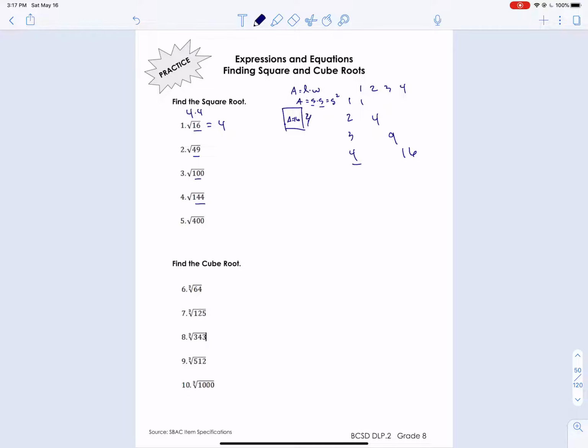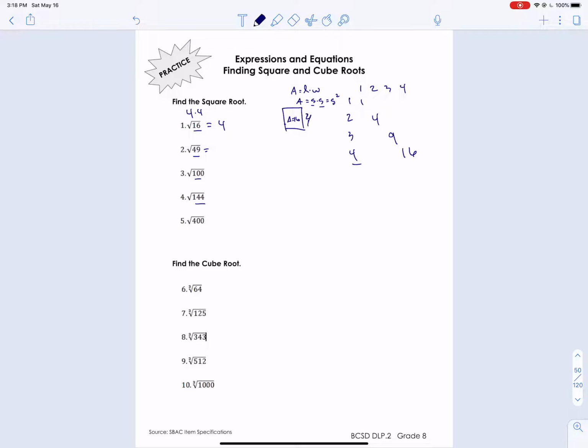So again, this is all review. We've done this before. Look at your multiplication table, look at the diagonal, find the number, and then go to the left or go to the top to get your square root. And all of these are going to work out to be perfect squares, so the answers are going to be whole numbers.